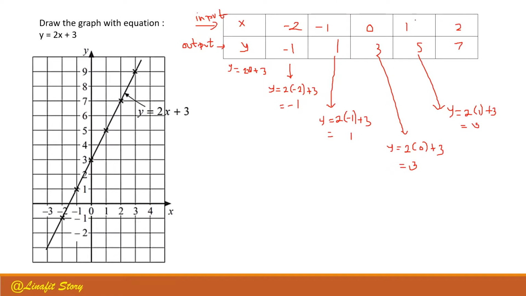So this one is -2, -1. -1, 1. 0, 3. 1, 5. 2, 7. 3, 9. So don't forget to join all the points. Draw the straight line, and the line may be extended to any desired length.